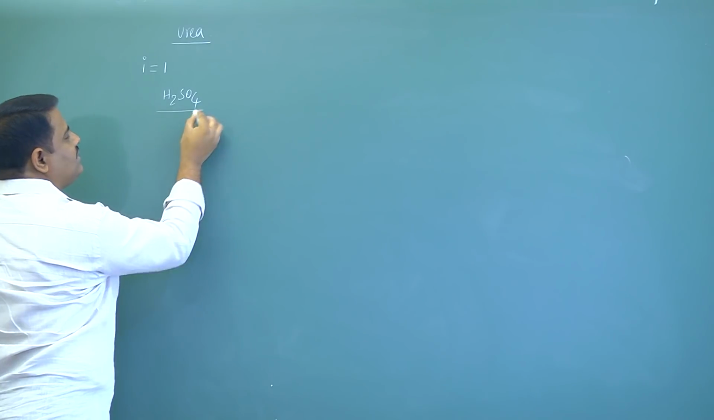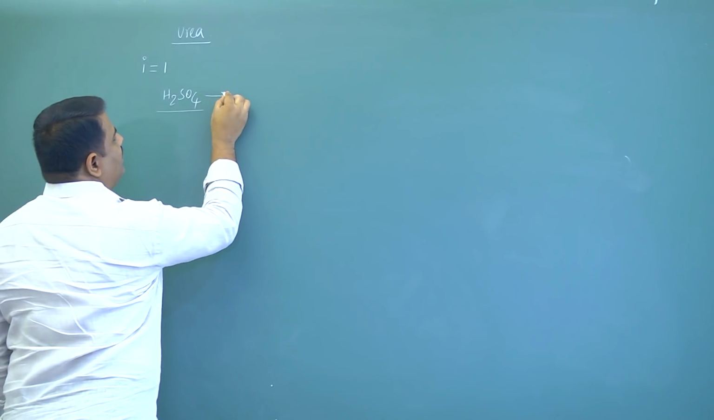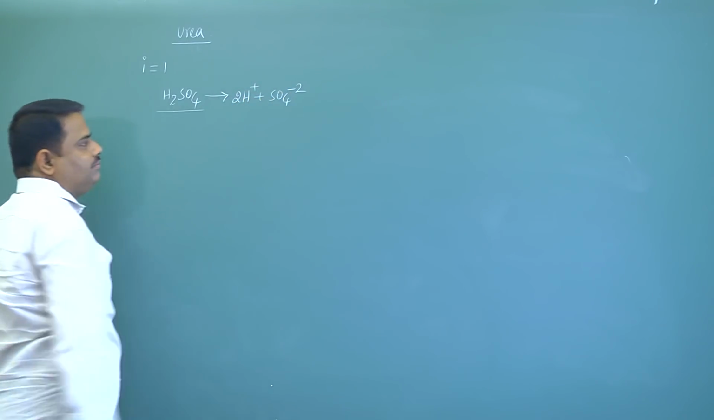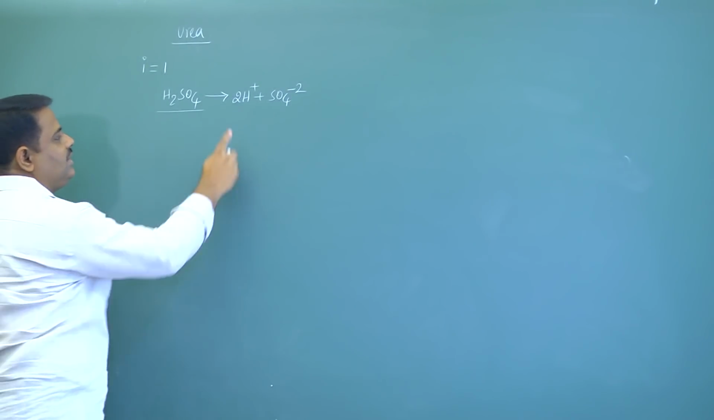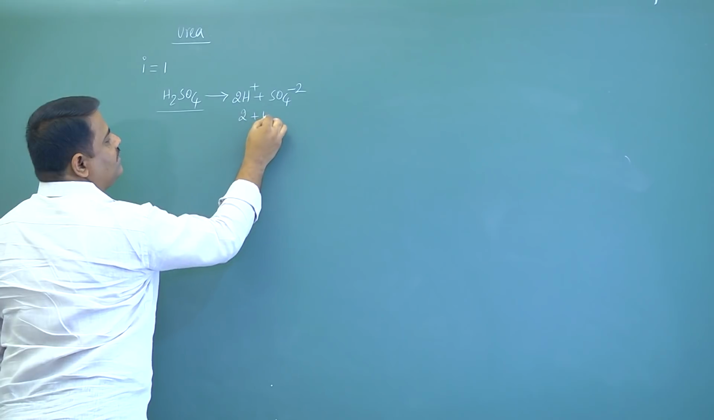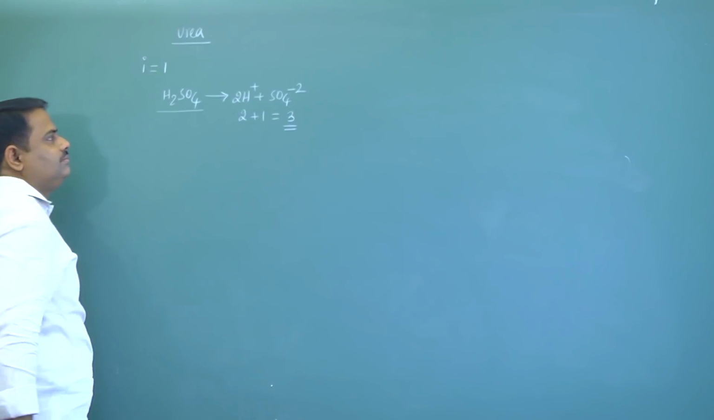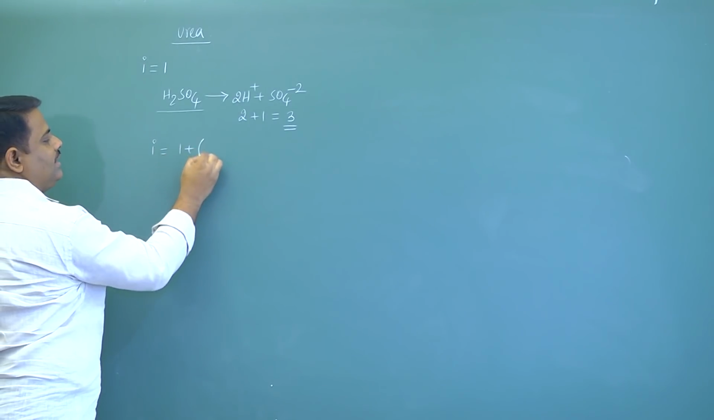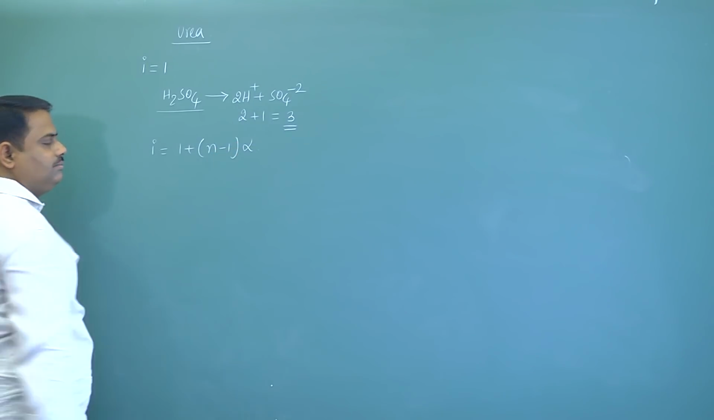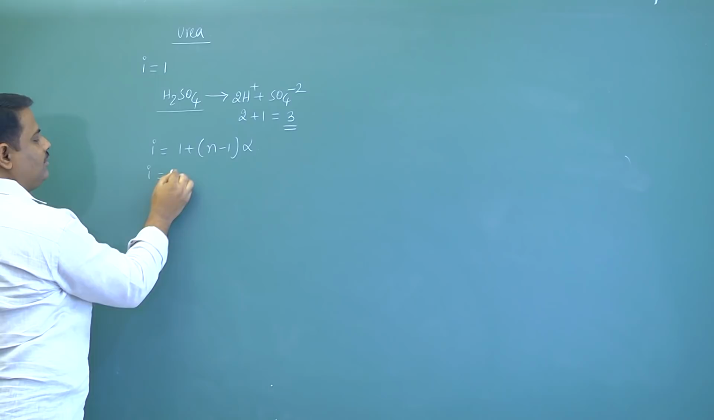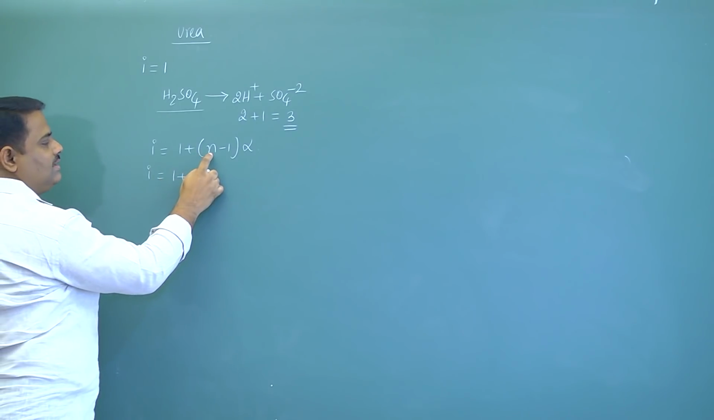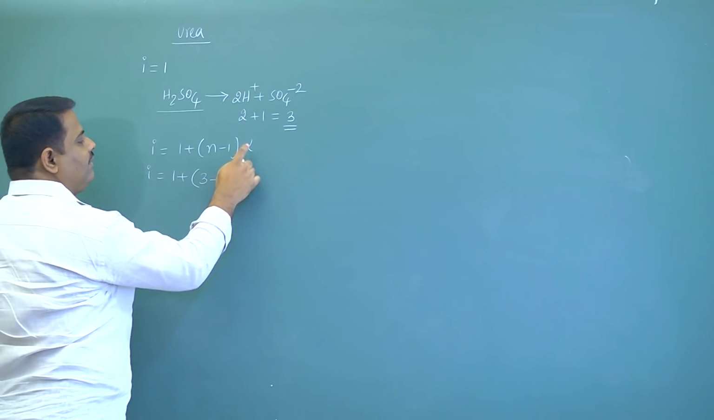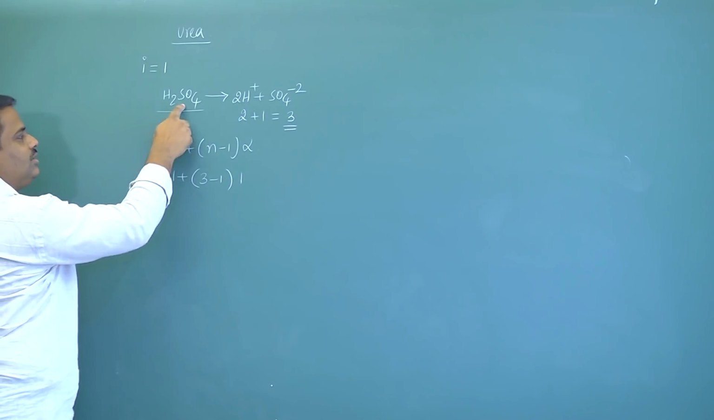Generally we know sulfuric acid is a strong electrolyte and it dissociates to give 2 moles of H plus ions and 1 sulfate ion. Now after dissociation, total how many particles are we getting? 3. Now here, I is equal to 1 plus n minus 1 into alpha. I is equal to 1 plus 3 minus 1, and here alpha is equal to 1 because this is a strong electrolyte.